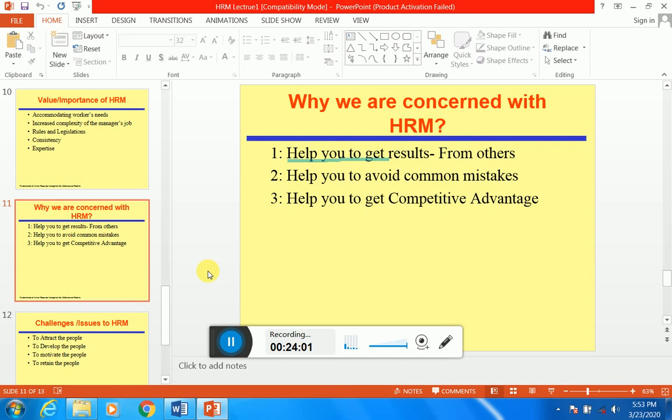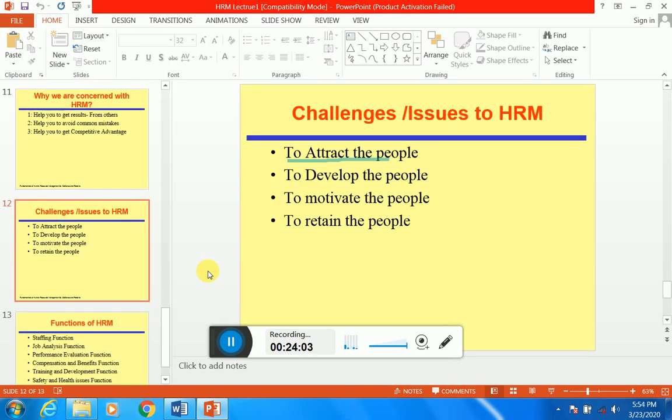Now we are moving toward the next slide, that is, the challenges to human resource management. What are the different issues faced by human resource management? A few of the issues I have mentioned here. The first one is to attract people. It simply states that people will be interested to join any organization if the organization is providing them a quality working environment, attractive benefits, and opportunities to excel in future. Keeping in view the opportunities in the market, the first issue will be to attract good people for your organization.